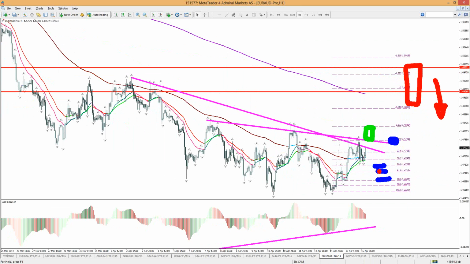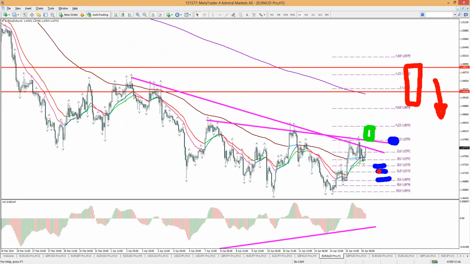So blue are reversal hourly trades, green are breakout trades on the 15, and red are with the trend bounces on the 4-hour chart. So I hope that's clear. I'm trying to explain which time frames are best, in my opinion, what type of trade they are, and whether they're with the trend or reversal.